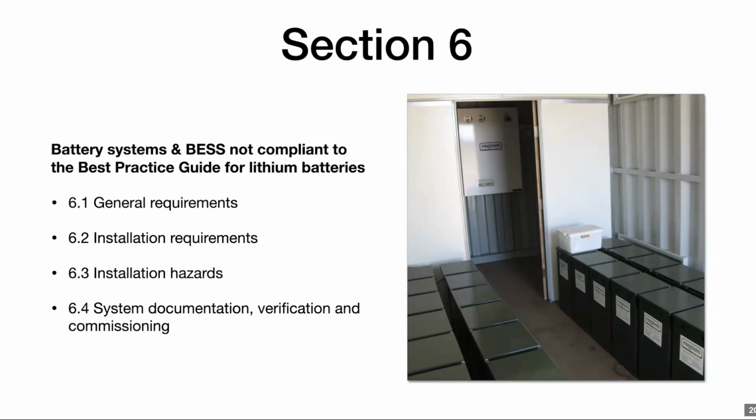What's covered in section 6, this is a summary slide here, is stuff like general requirements, installation requirements and hazards, and documentation and verification. I'm going to go over those shortly, but I'm going to start with looking at arc flash issues, because that's part of the documentation, verification and commissioning area, and installation hazards.